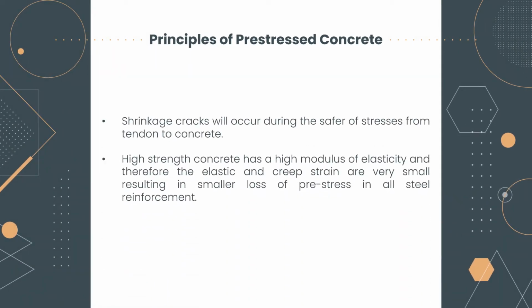Next, shrinkage crack will occur during the transfer of stresses from tendon to concrete. And lastly, high strength concrete has a high modulus of elasticity, and therefore the elastic and creep strength are very small, resulting in smaller loss of prestress in all steel reinforcement.